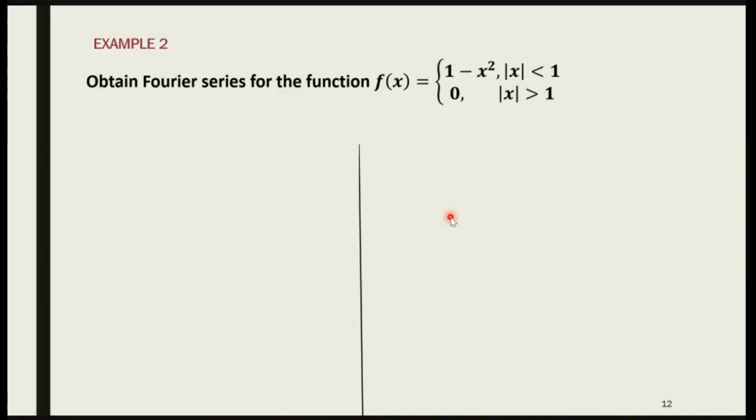Obtain the Fourier series for the function fx is equal to 1 minus x square for mod x less than 1, not x. Mod x is less than 1 and mod x is greater than 1. We are not given the interval for x. We are given the interval for mod x. So now we have to convert that mod x to x and write the intervals.